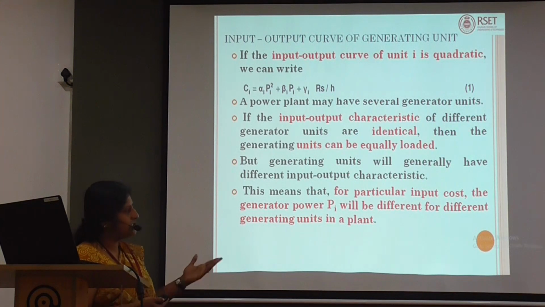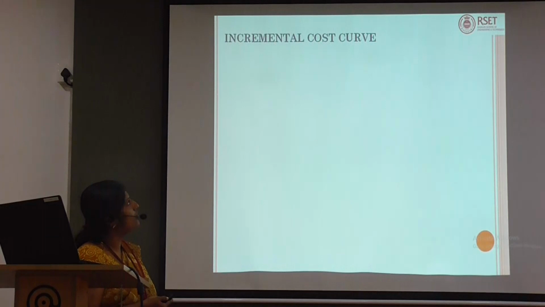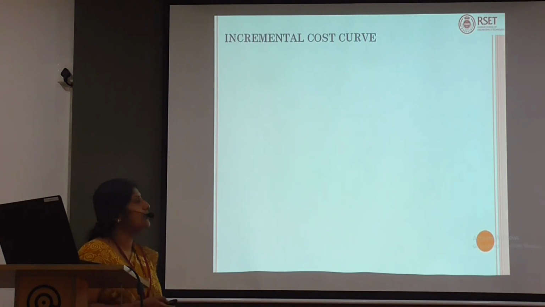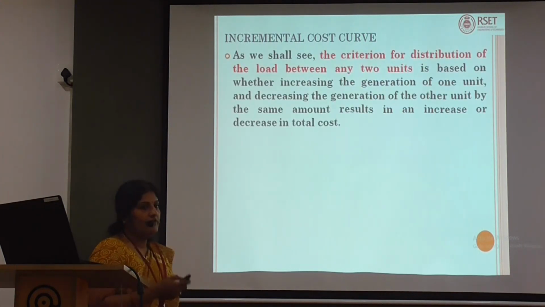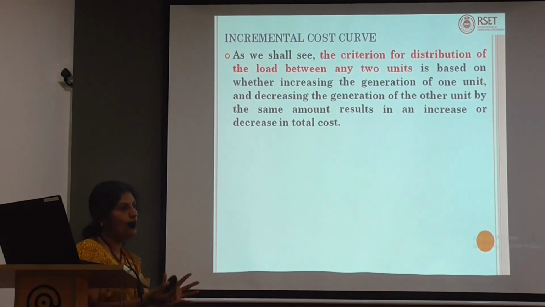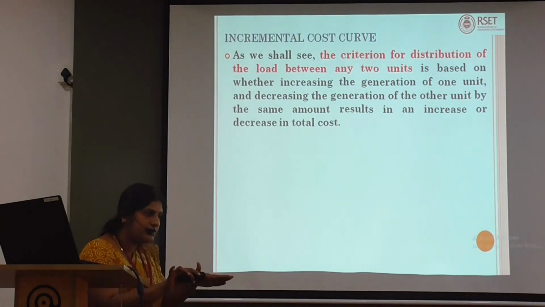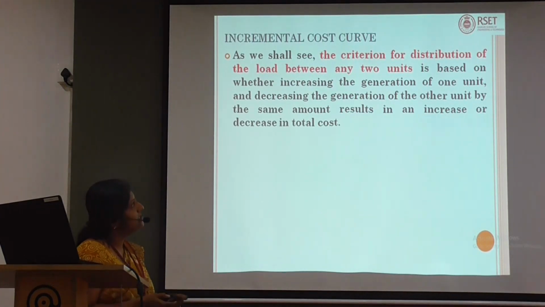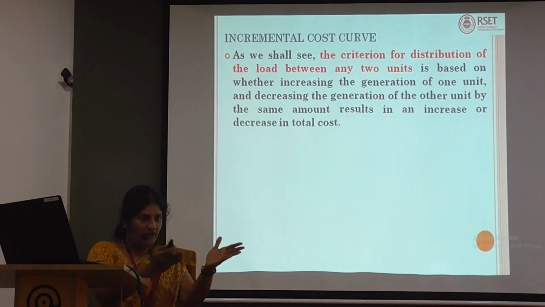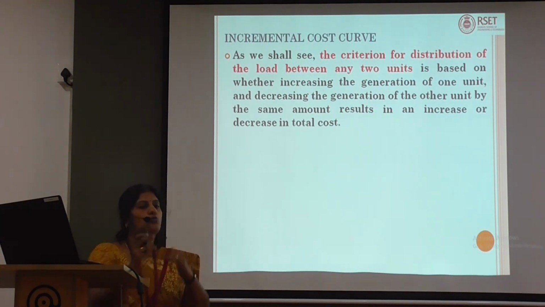So now we have to see in such a situation what strategy is to be adopted. Next we have to see what the incremental cost curve is, and what criteria should be used for distribution of load among different generating units within a plant. As I have said, you have different units within the plant and each unit has a different input-output relation.